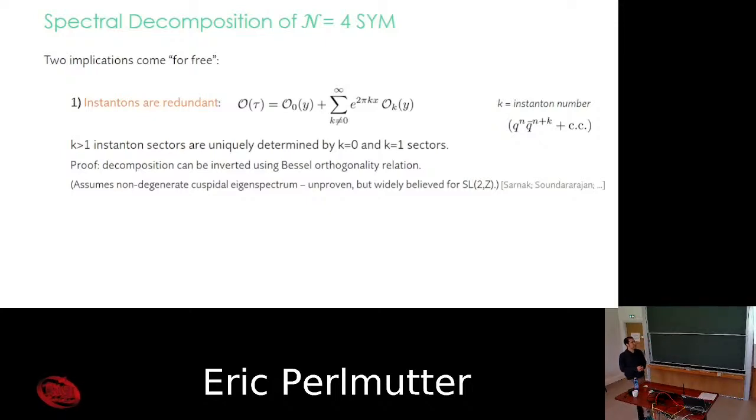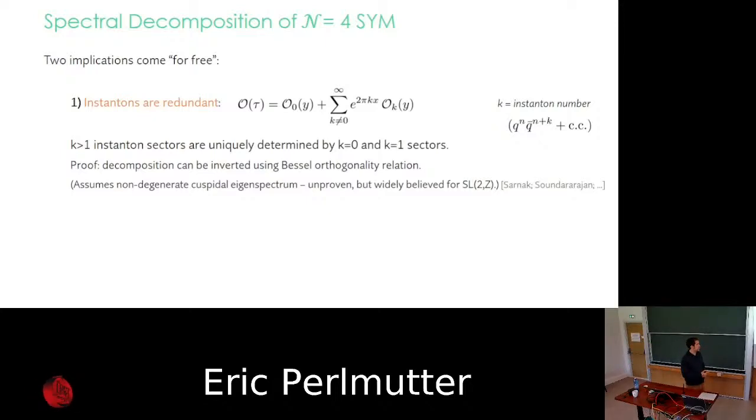And the claim is that for k greater than 1, the modes of O are uniquely determined by the k equals 0 and k equals 1 modes. So what is the proof of this strong statement? Well, remember that if you have the zero mode, you can reconstruct the Eisenstein part of the decomposition. So that's enough to determine that piece completely. And if you have the k equals 1 mode, then you can actually determine the cusp form part in principle, because the Bessel functions, which appear in the Fourier decomposition of these things, obey an orthogonality relation for a purely imaginary parameter, which is what appears in this context.